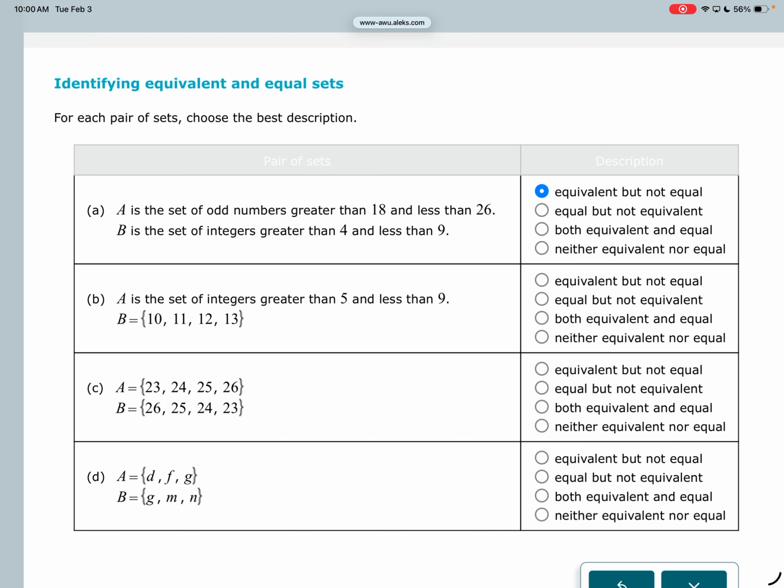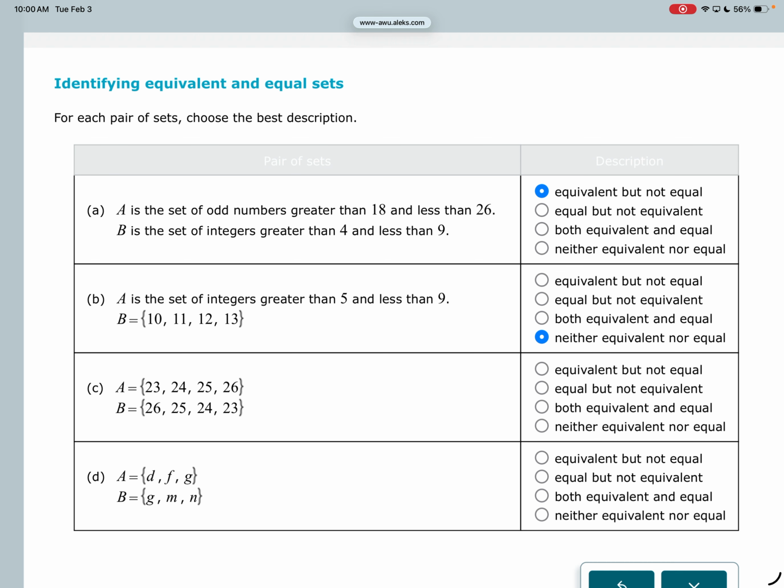A is a set of integers greater than 5 and less than 9. So again, don't count 5. 6, 7, 8 is only 3 numbers, and then B has 10, 11, 12, 13. So obviously they're not the same. So this is going to be neither equivalent nor equal because A has 3 and B has 4.